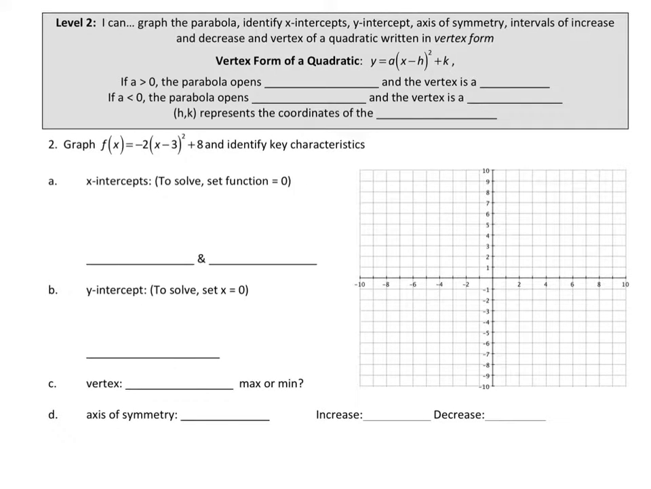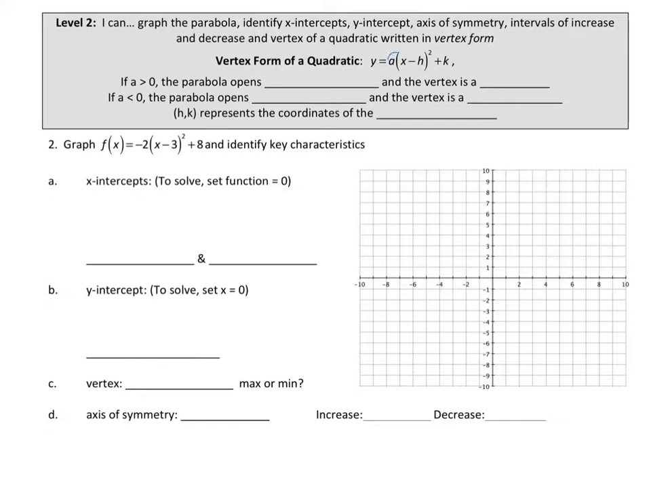In level 2, we will be looking at the vertex form of a quadratic equation, and we will be using that form to find the x-intercepts, y-intercept, vertex, axis of symmetry, and then we will also look at where the function is increasing and decreasing. So the first thing we're going to look at is determine whether the parabola is right side up or upside down.